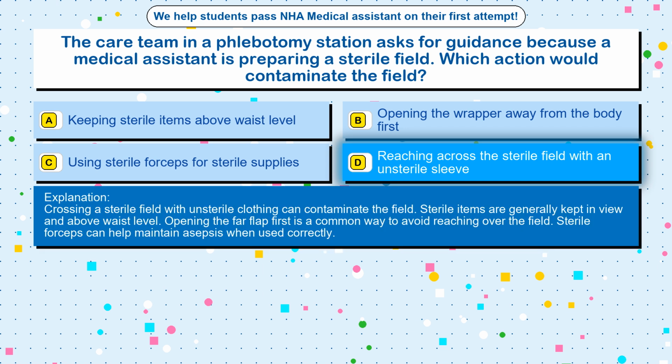Crossing a sterile field with unsterile clothing can contaminate the field. Sterile items are generally kept in view and above waist level. Opening the far flap first is a common way to avoid reaching over the field. Sterile forceps can help maintain asepsis when used correctly.